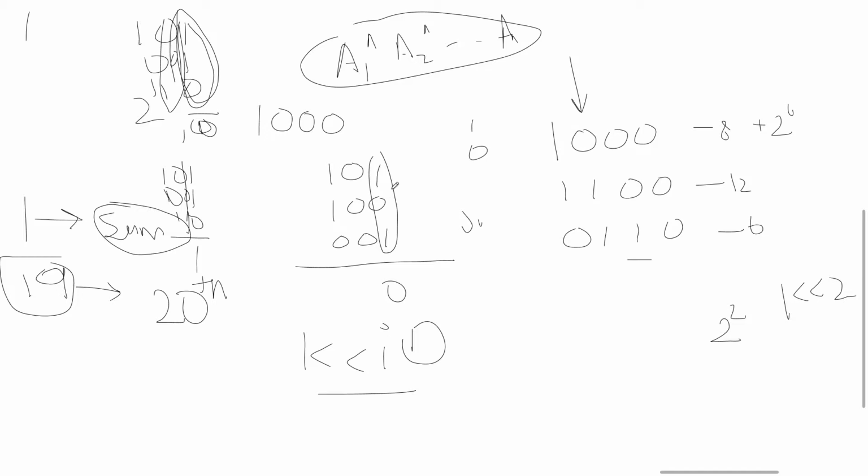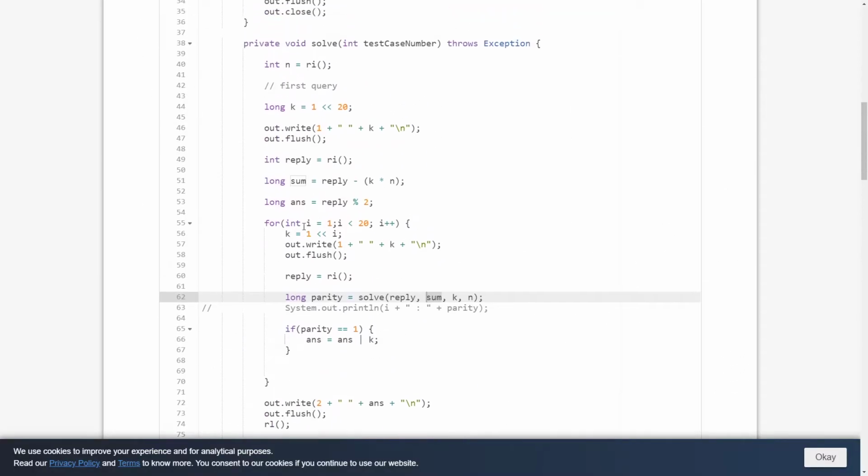Just to reiterate, if the number of ones is even, the sum is even, so the XOR will also be even, right? That's how you figure out the 20th bit. So that's it for this question. Implementation is not that tricky, so it is easy.